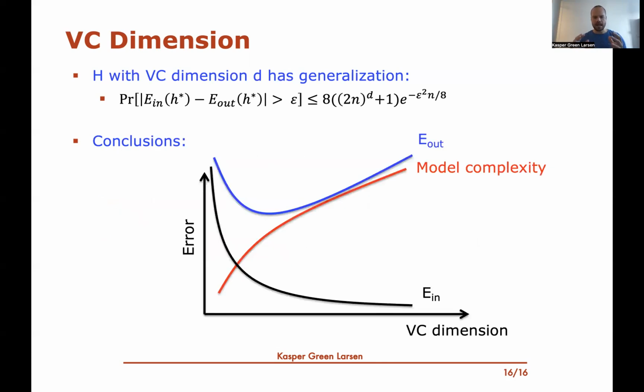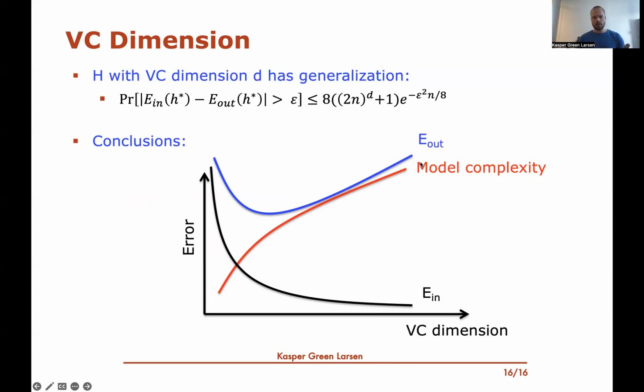And then maybe let me just finish off with this plot here, this imaginative plot. What I've tried to draw here is that on the x-axis, we have the VC dimension of the hypothesis set we're using for a learning problem, which means in some sense the model complexity grows. So ignore the y-axis for the model complexity, but somehow as you go out on the x-axis, you're using a more and more complicated model.